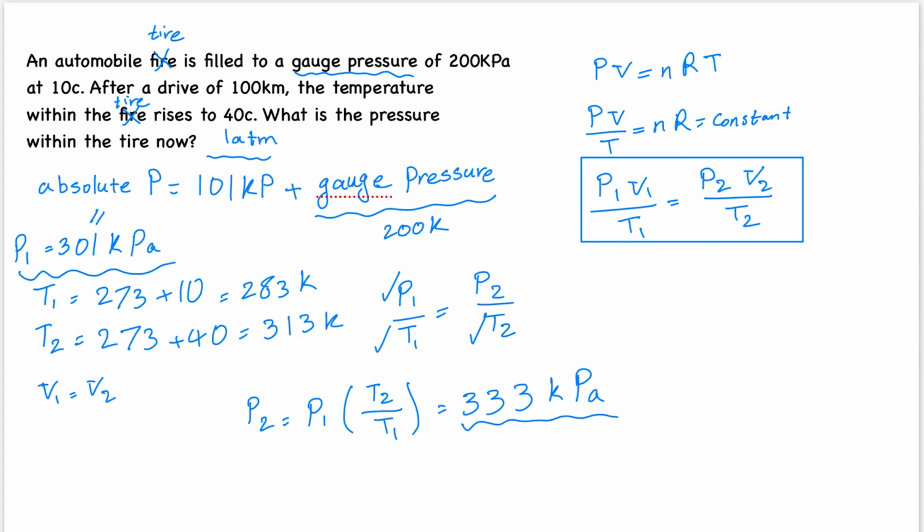And as you can see, we have an increase in the pressure. P2 is higher than P1. So what was the relation that we had before? P times V is proportional to the temperature, right? If the volume is constant and we increase the temperature, as we did from 10 Celsius to 40 Celsius, the pressure will also increase.